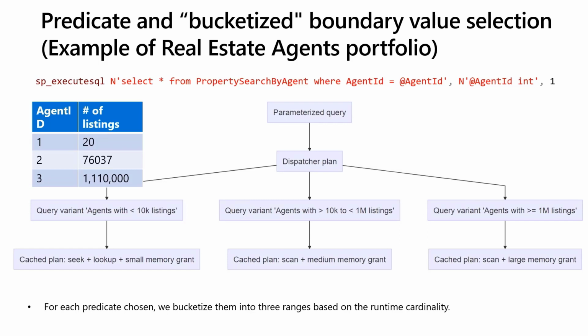Oh, one other thing I'd like to quickly mention about the dispatcher plan is this dispatcher plan will be, you can think of it as recompiled. It will be rebuilt essentially if the data distribution changes. So if we start adding more agents to our agency, or the number of listings changes significantly, we'll generate a new dispatcher plan. And as a new dispatcher plan gets generated, it in turn will generate new query variants.